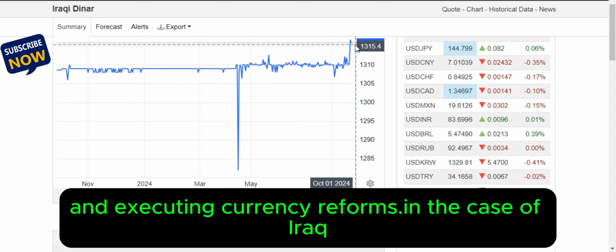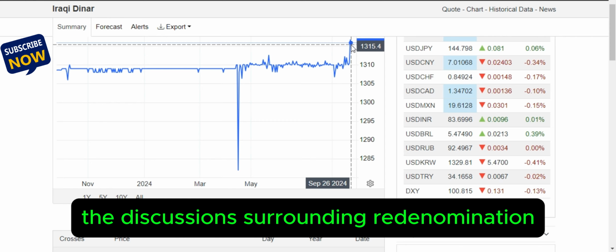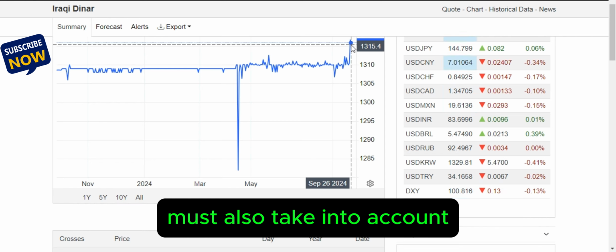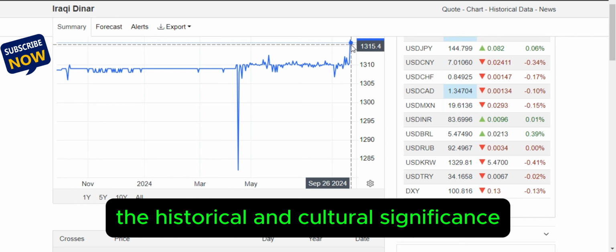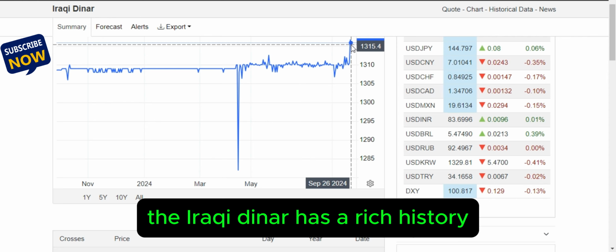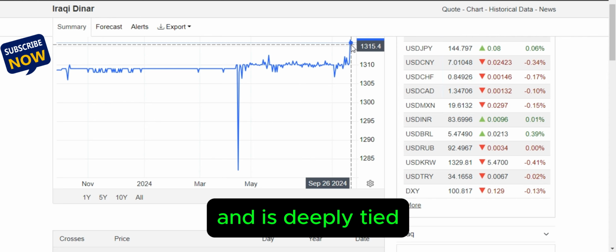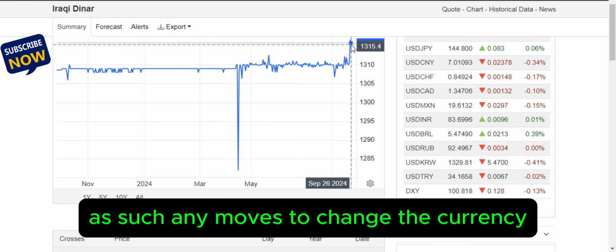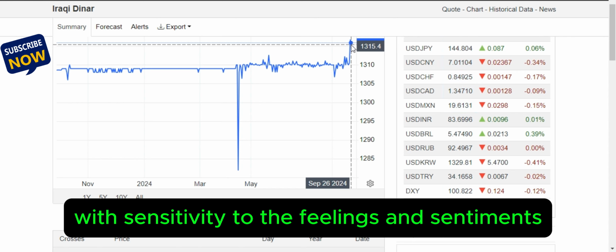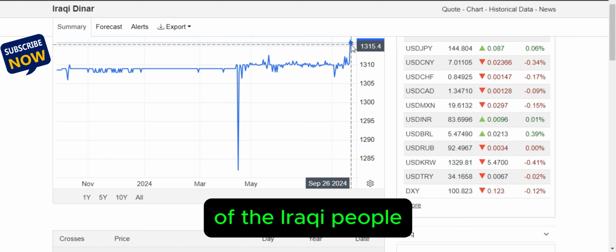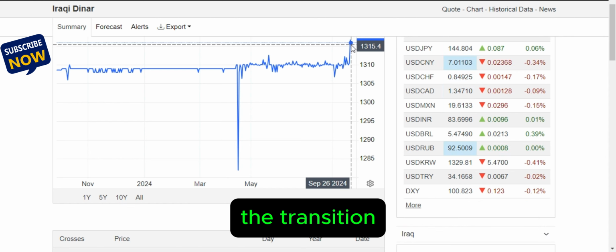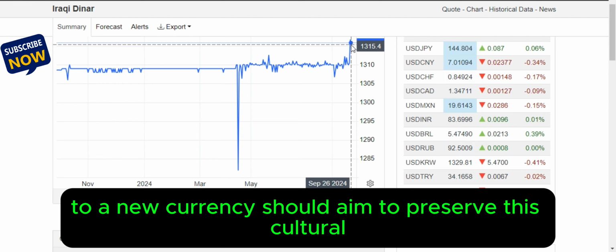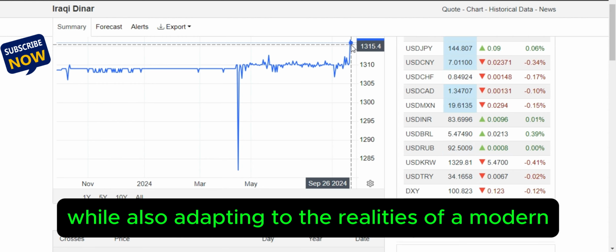In the case of Iraq, the discussions surrounding redenomination must also take into account the historical and cultural significance of the dinar. The Iraqi dinar has a rich history and is deeply tied to the national identity of the country. As such, any moves to change the currency must be approached with sensitivity to the feelings and sentiments of the Iraqi people. The transition to a new currency should aim to preserve this cultural significance while also adapting to the realities of a modern economy.